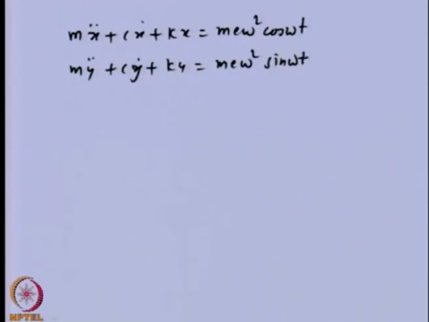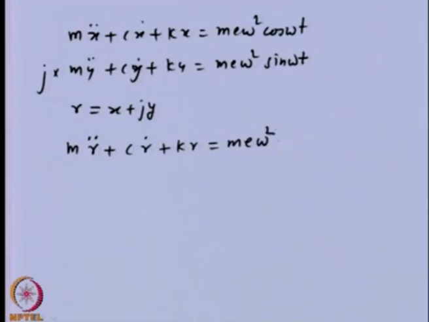Now, we define a complex vector r which is x plus j y, and this complex vector we can use in the two equations by first multiplying the second equation by j and adding it to the first one. So we would get a combined equation in the complex domain, and here we get cos omega t plus j sin omega t, and this can be simplified as e to the j omega t.